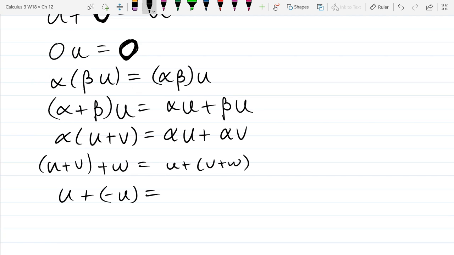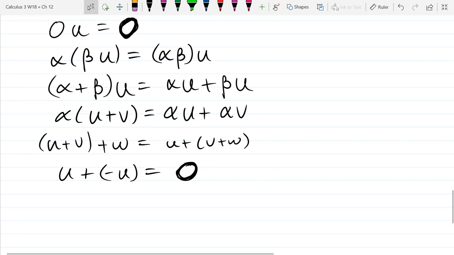What about u plus negative u? What should that equal? Zero. What's zero? The number or the vector? Vector. The vector. So if you perform addition or subtraction on vectors, you better get another vector. So it's zero, the vector zero.